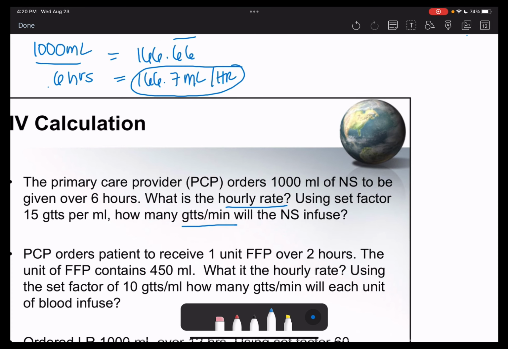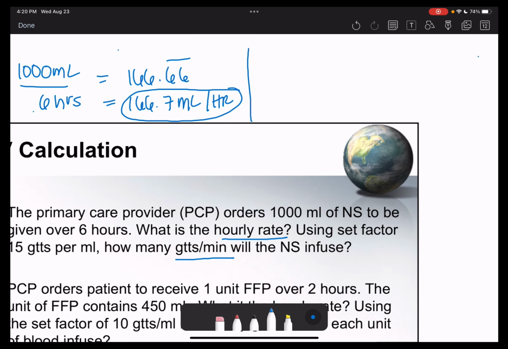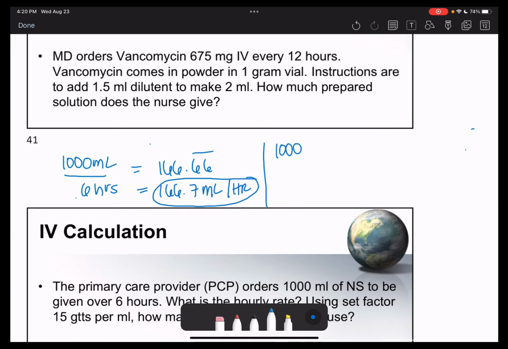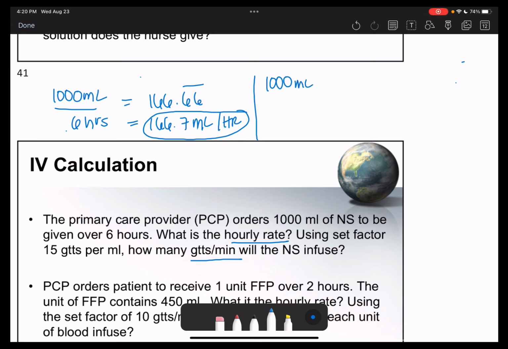So that's the answer to the first part of the question, the hourly rate. Now, if it asks you for drops per minute, and sometimes it may not be as straightforward, the question may tell you that you don't have an IV pump and you have to infuse it by gravity, then that's what they mean. You need to find the drops per minute. So let's calculate for the second part. We start with 1,000 ml over 6 hours.